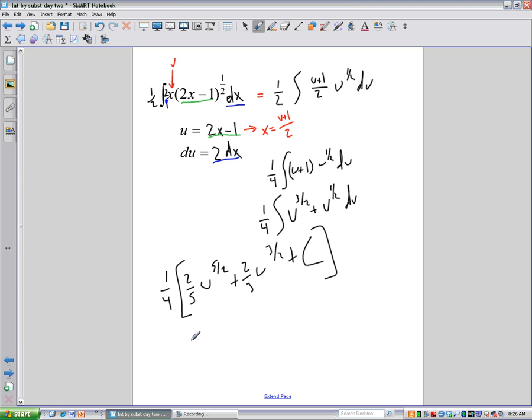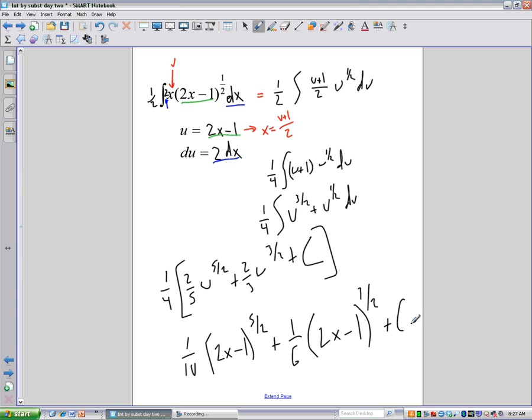So when I distribute the 1/4 through, I'm going to have 2/20ths or 1/10, and back substitute what u is. U is 2x minus 1 to the 5/2 plus 1/4 times 2/3, 2/12, which is 1/6, 2x minus 1 to the 3/2, and don't forget c. And technically speaking, I've multiplied the c by 1/4. Okay, so I really should call this my first constant and this my official constant. This 4th times a constant is still a constant. And so that is the integral of this.